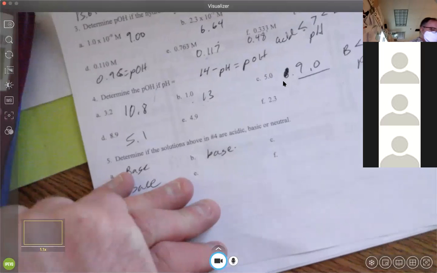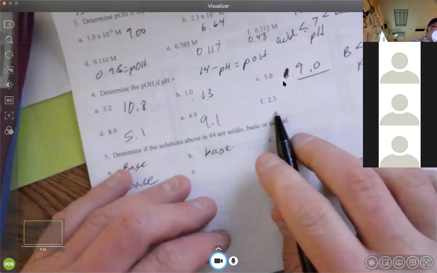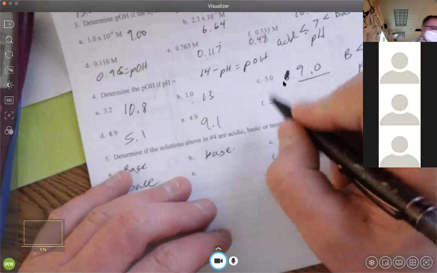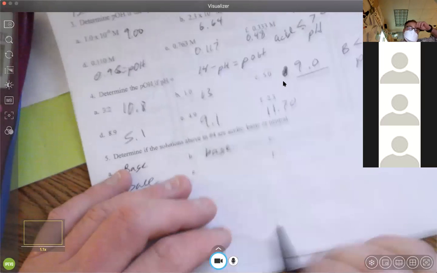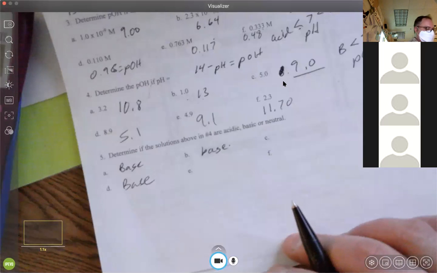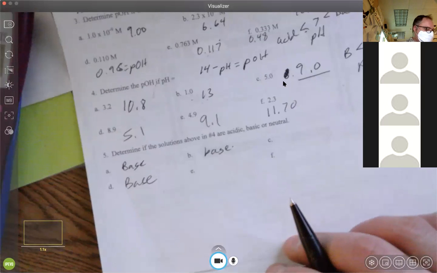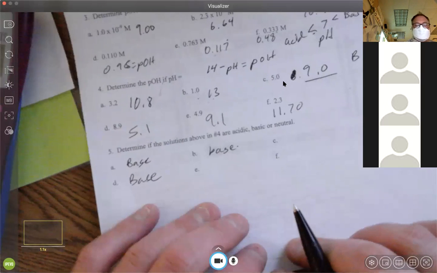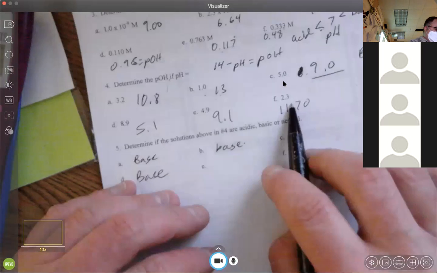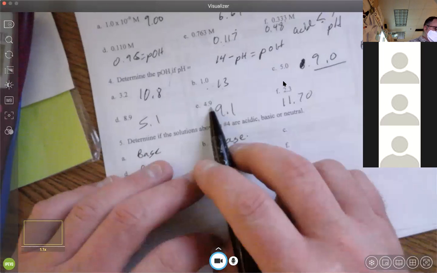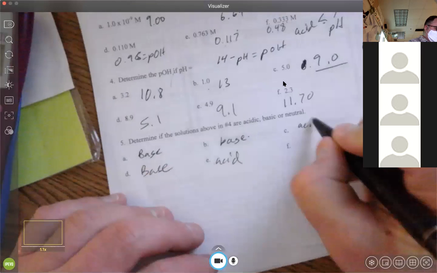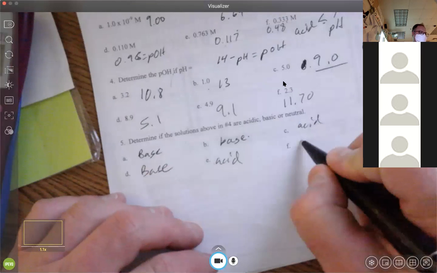Nice. And the pH is 2.3. Acid or base? pH 2.3 is an acid, and 11.7 would be the, isn't that right? Yeah. 11.7 would be the pOH. So E, pH of 4.9 is acid. C, pH of 5 is acid. F, pH of 2.3 is acid. Ooh, easy enough.